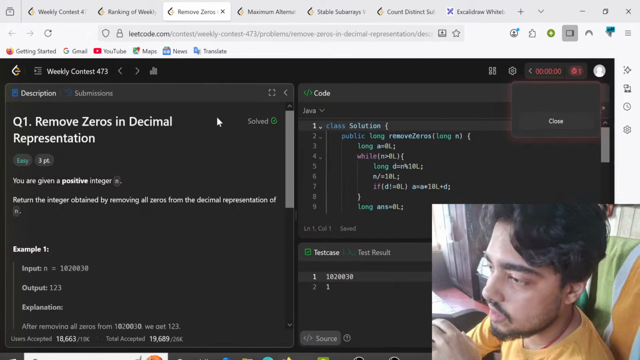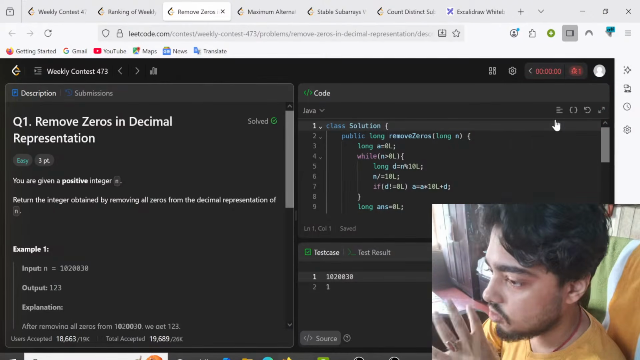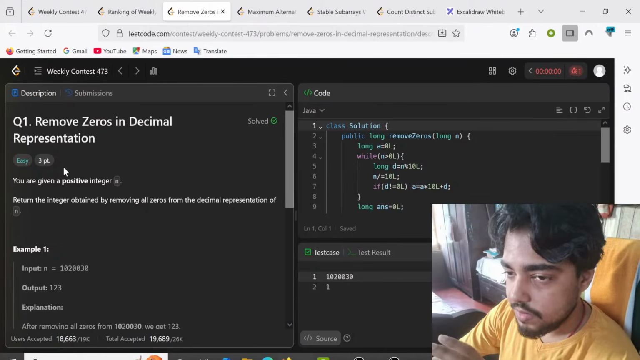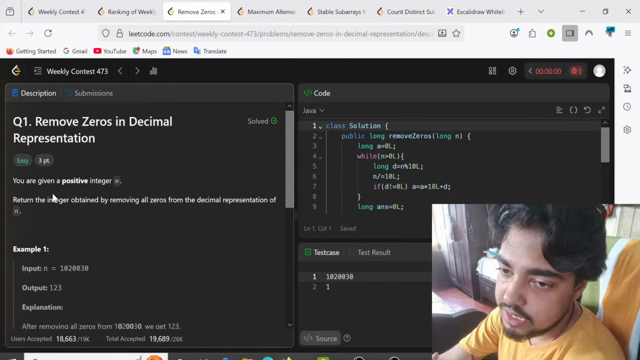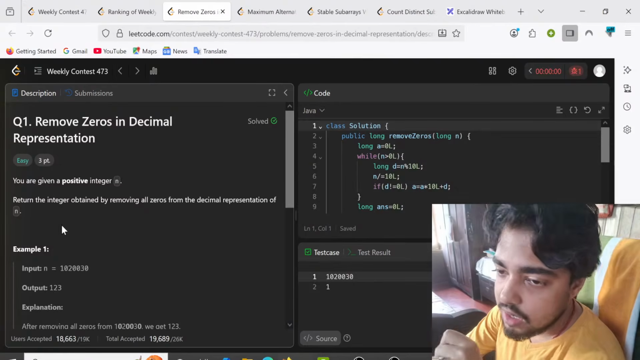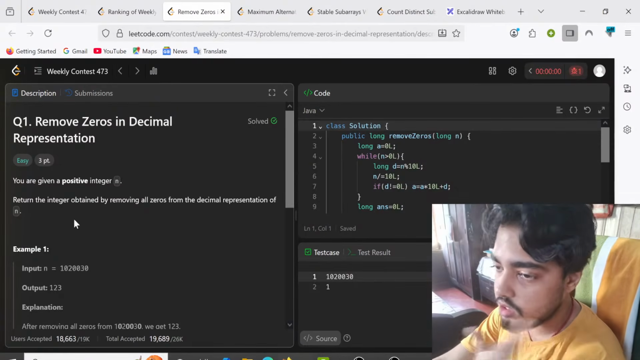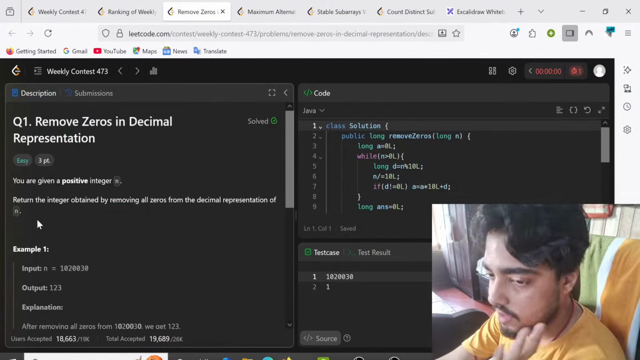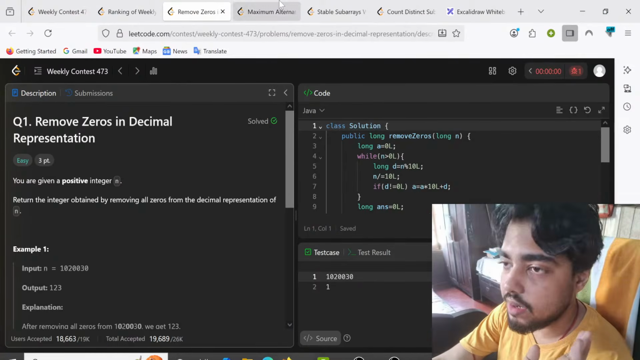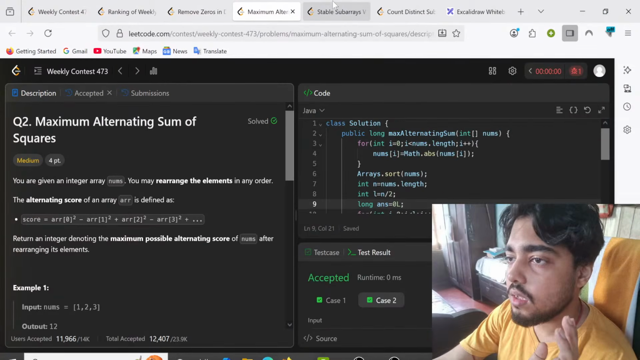The first question was quite easy. It says remove the zeros in decimal representation. You're given a positive integer n. Return the integer obtained by removing all the zeros from the decimal representation of n. What does that mean?